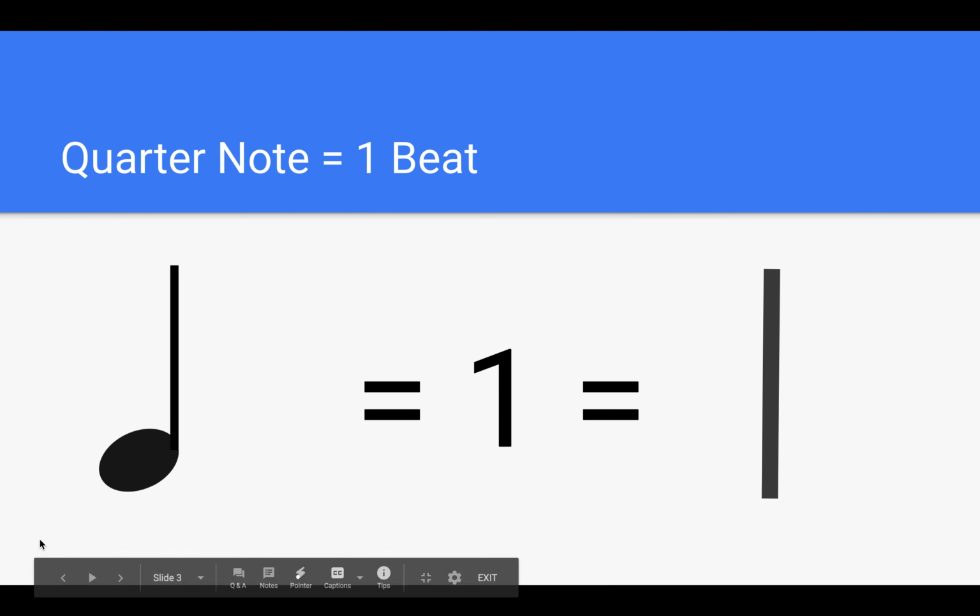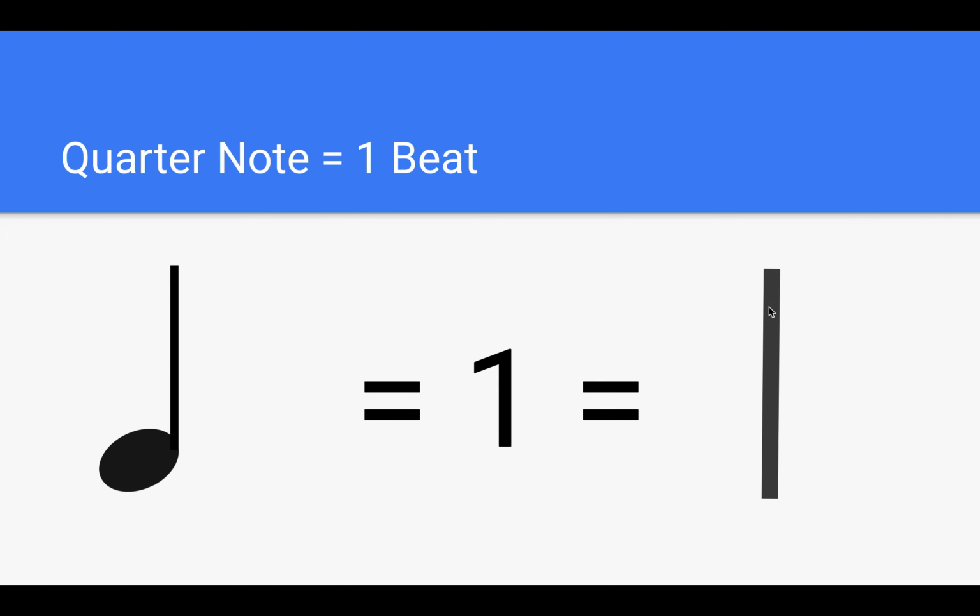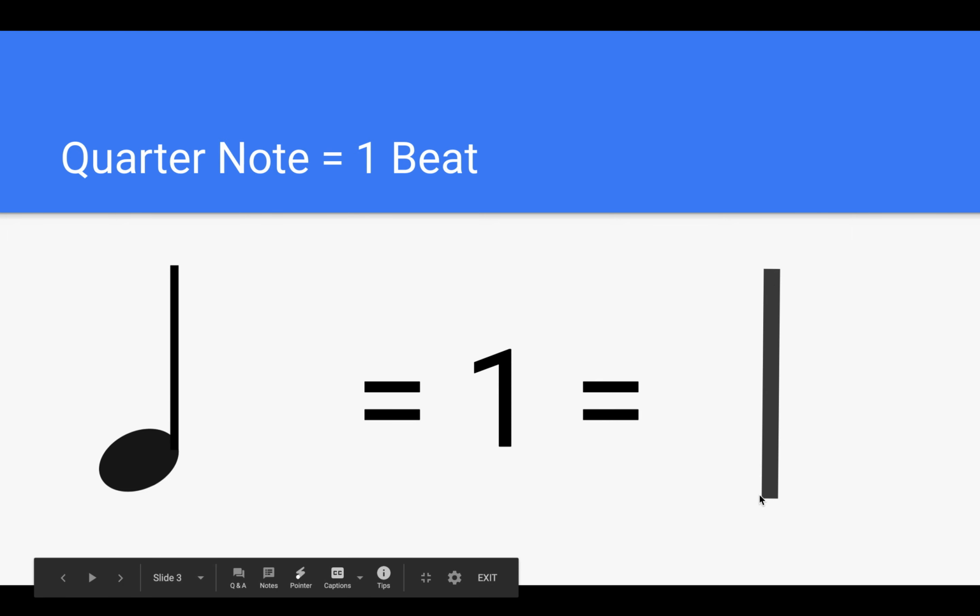A quarter note is going to equal 1 beat. On your worksheet, the quarter note will be represented by a straight line like this. So anytime you see this line, you can remember that it equals 1 beat and also represents your quarter note.